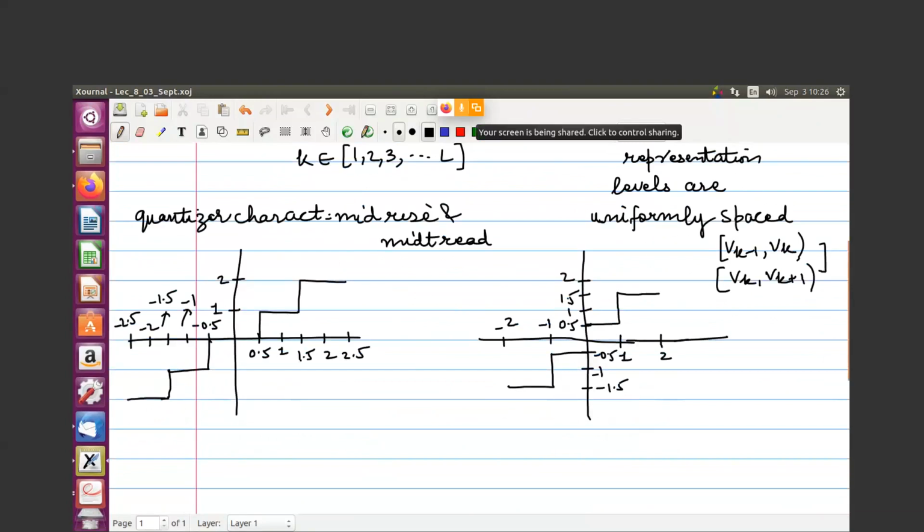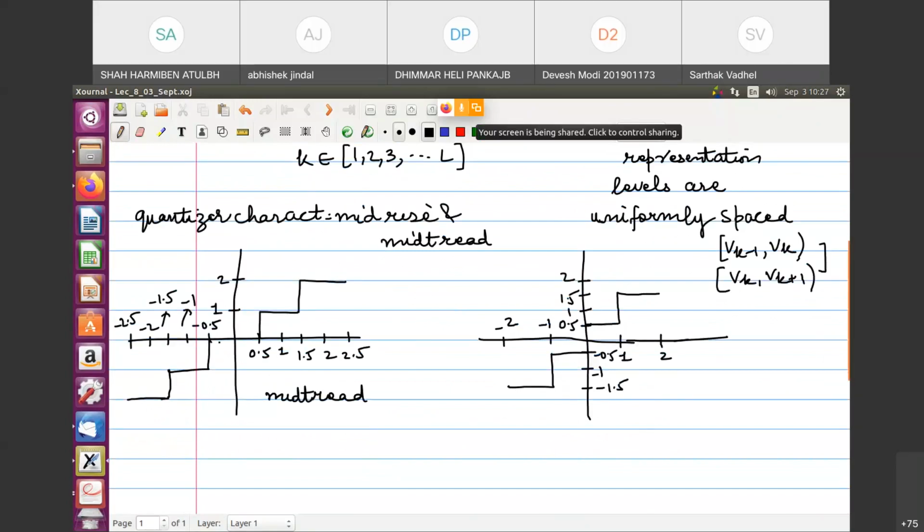Now, let us say this is of the type mid-tread. It means that the origin lies at the center of a step. So this is a step, let us say this is a staircase. So if at all you are sitting at this point, it means that the origin lies at the center of a step. So this is called a mid-tread and this is called mid-rise, which means the origin lies at the center of the rise. So this is origin, this is 0.